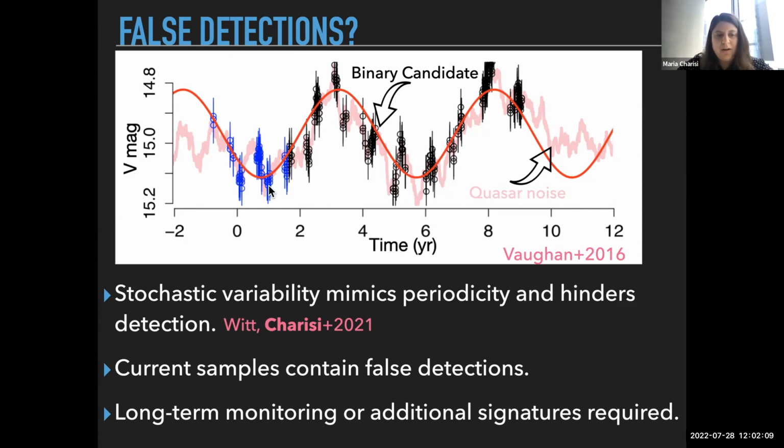For example, the data here are one of the candidates that was identified as a periodic quasar, and the pink here is a simulation of a damped random walk. You can see that within these data, it's very hard to distinguish the two. So we expect that current samples will have a lot of false detections. We can either wait long enough to see if the periodicity is persistent, or we can look for multi-wavelength data and look for other signatures. I'm not going to go into this, but you can ask me later if you're curious.